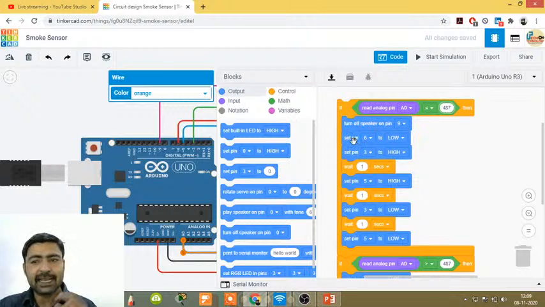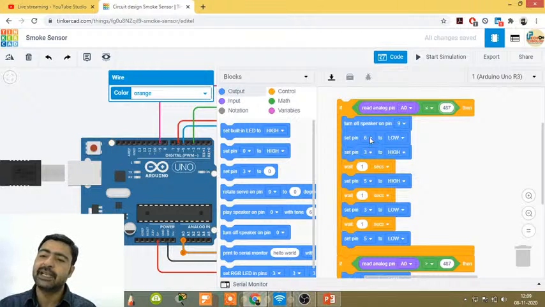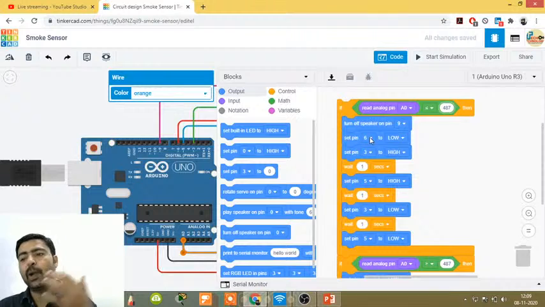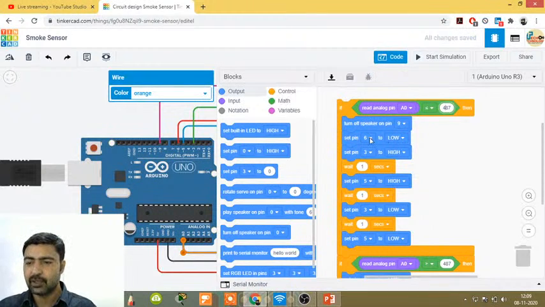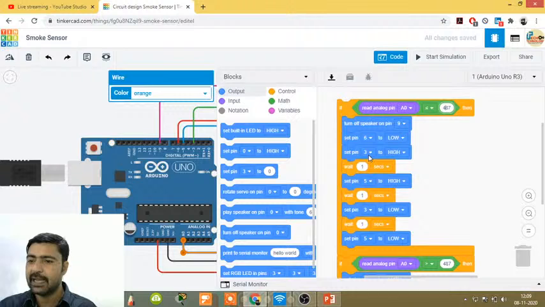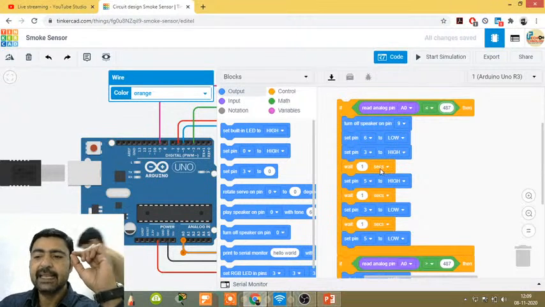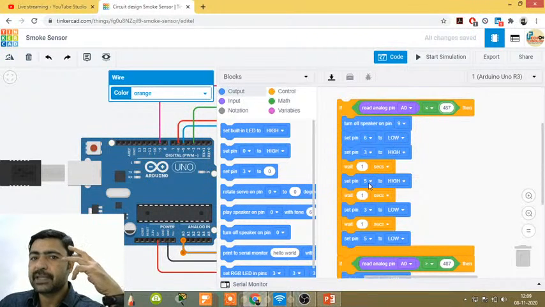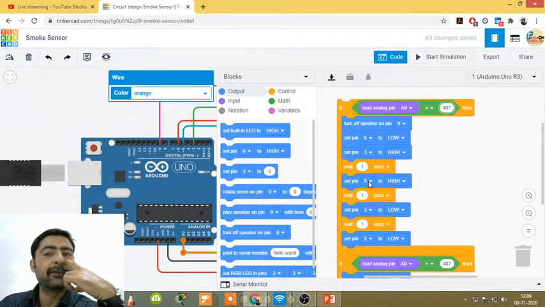Then we'll be setting pin number 6 and 3, which is connected to the RGB LED, to blue and green. So we make the red LED low, that means we keep the LED off, and we keep LED 3 high. Then again we'll give a delay of 1 second. Then again we'll make the RGB LED high, which is connected to 5. So there are 3 pins for red, green and blue to glow the LED in 3 different colors.